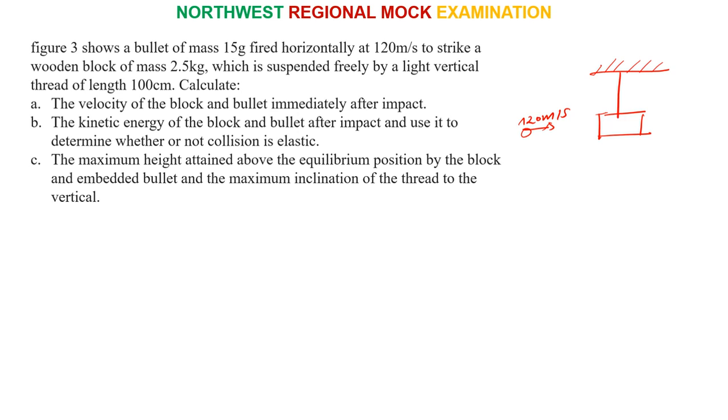It hits a block which has a mass of 2.5 kilograms. Since this is suspended freely, it means the initial velocity of the wood is 0. So we are going to let UB be equal to the initial speed of the bullet, and we are going to let UW be the initial velocity of the wood. The subscript W will denote the wood.